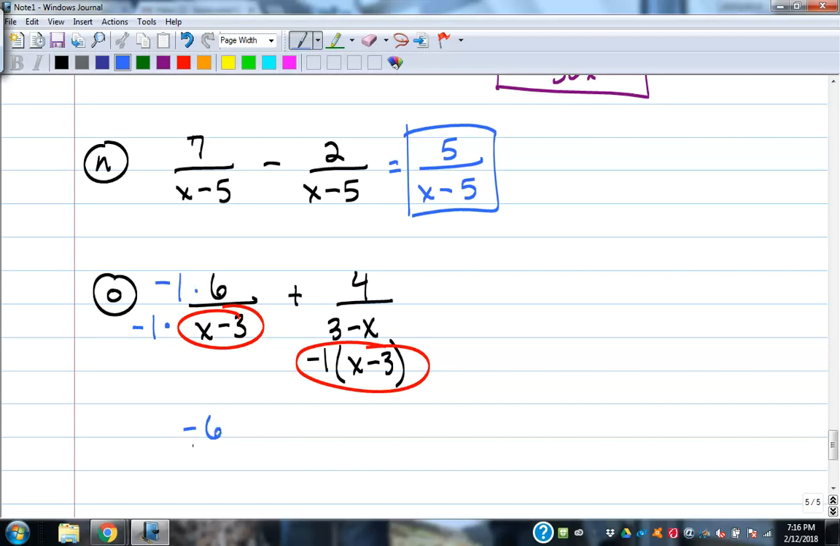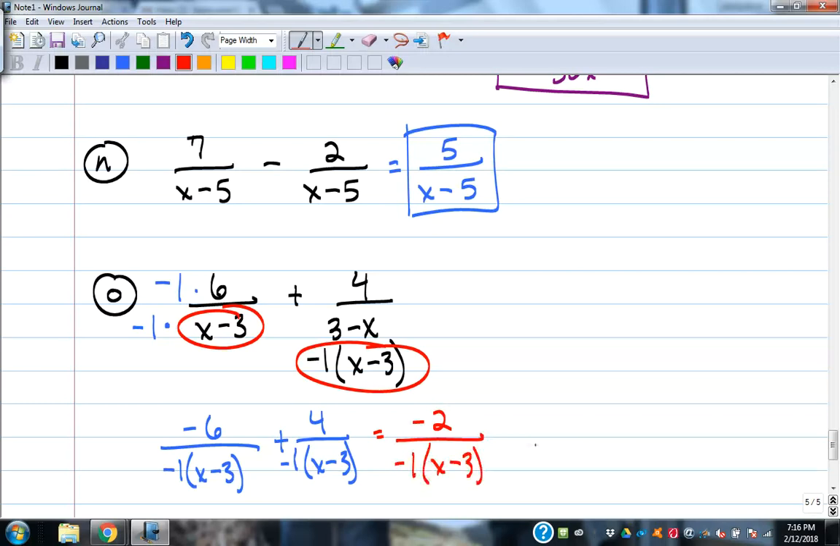If I multiply this by negative 1, I've got to multiply the top by negative 1. So that's going to give me negative 6, negative 1 times x minus 3, plus 4, negative 1 times x minus 3. Do that addition in the top: negative 6 plus 4 is negative 2, over negative 1 times x minus 3. These can simplify, right? Negative divided by negative ends up being positive 2 over x minus 3.